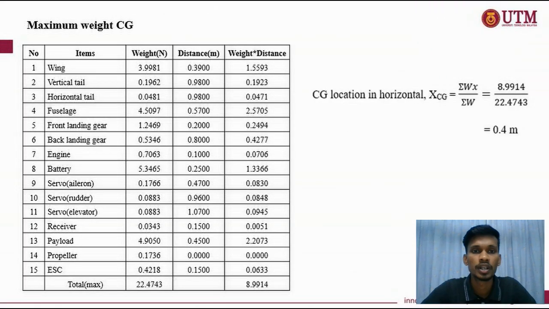Next, I will move on to the maximum weight CG. The weight and location of each component are estimated, and then the products of these parameters are obtained as shown in the table below. After that, the maximum weight CG is calculated by dividing the sum of the calculated values by the sum of the weights of each component.